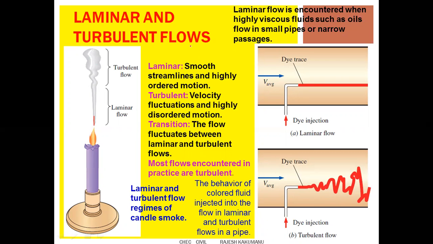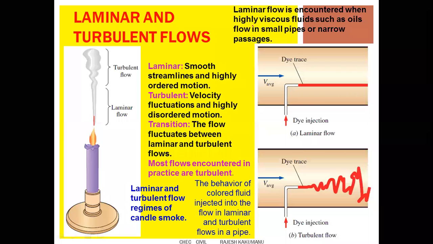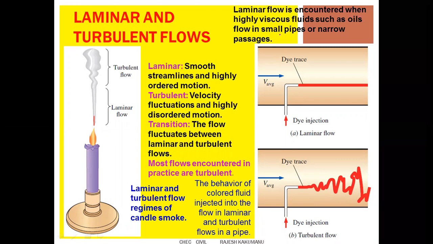So what it is saying here, the laminar flow is encountered when the high viscous fluids such as oils flow in small pipes or narrow passages. So narrow passages flow, right? Small pipe diameter flow whenever the oil is flowing. So we will consider generally it is in a laminar flow. Next, the laminar is a smooth streamlines and highly ordered motion. So what we are defining as laminar, these are the smooth streamlines and highly ordered motion.